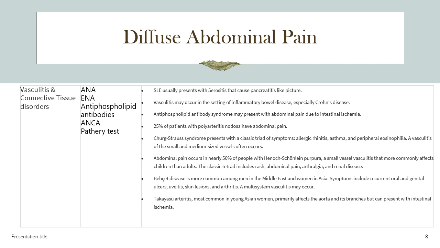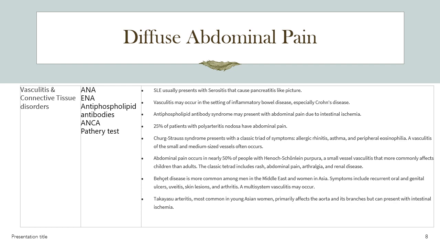Antiphospholipid antibody syndromes usually have associated abdominal pain. Patients with polyarteritis nodosa have abdominal pain. Churg-Strauss syndrome might present with abdominal pain. Patients with Henoch-Schönlein purpura usually present with abdominal pain and bloody diarrhea. And Behçet's disease, these patients have abdominal pain along with oral and genital ulcers, uveitis, arthralgias, and arthritis.